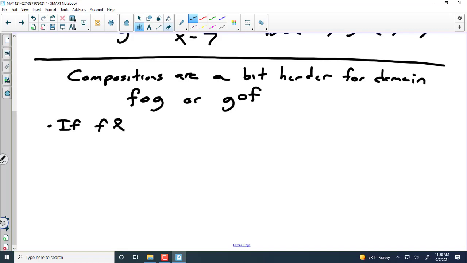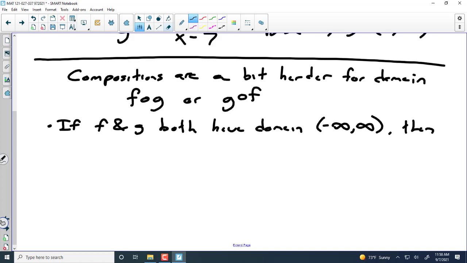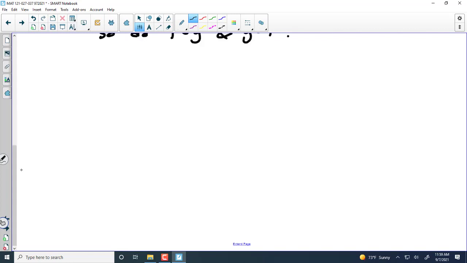If f and g both have domain negative infinity to infinity, then so do f composed with g and g composed with f. If both your original functions have domain negative infinity to infinity, then you can put one function in the other function, or either way, and you'll still have that domain. So let's practice a little bit with compositions. Check it out.